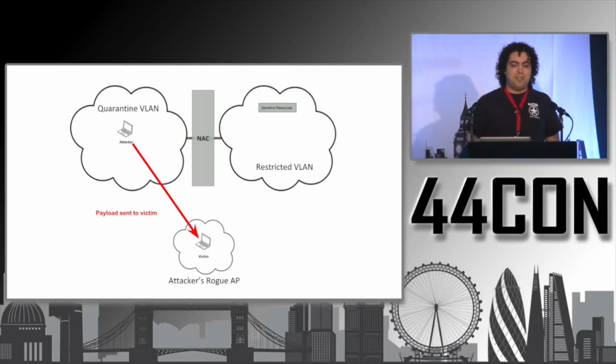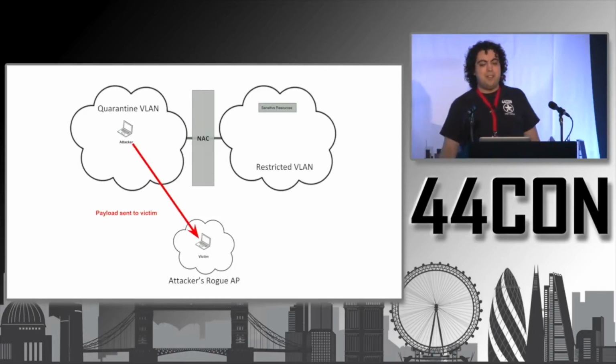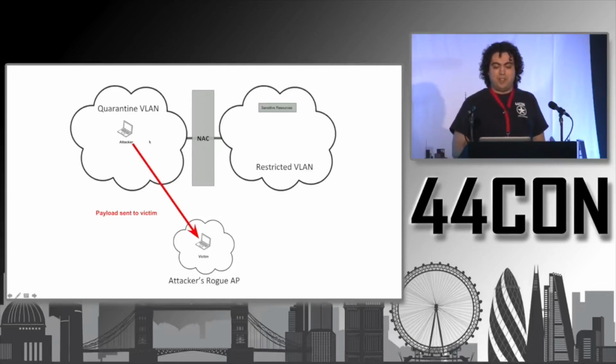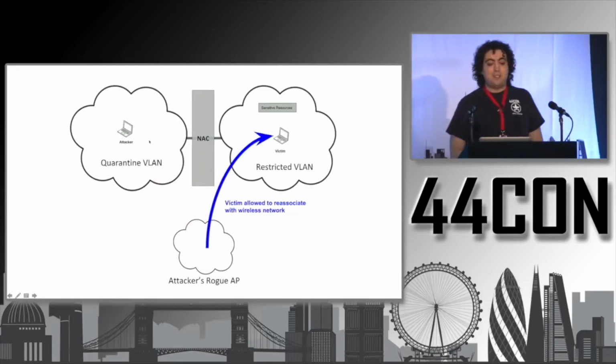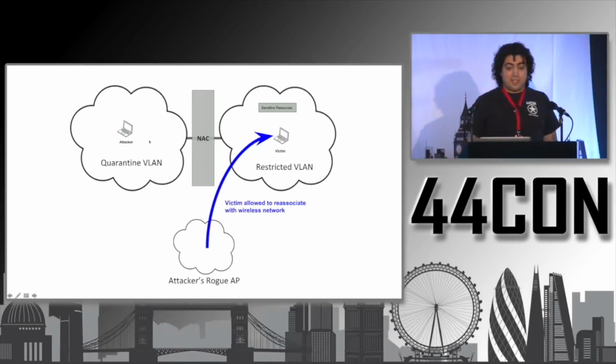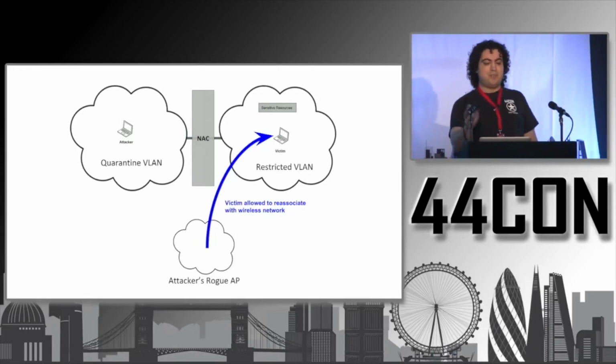And what this timed payload is going to do is it's going to execute after a certain period of time and send a reverse shell back to our first network interface, which is currently sitting on the quarantine VLAN. At that point, we stop our rogue AP. This allows the victim device to reassociate with the target network. It's still an authorized device, so it's going to get moved over by the NAC to the restricted VLAN, and we just wait for the reverse shell.